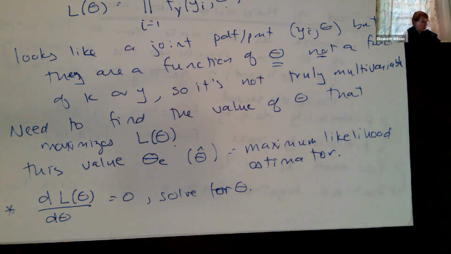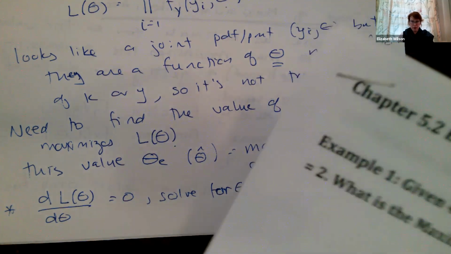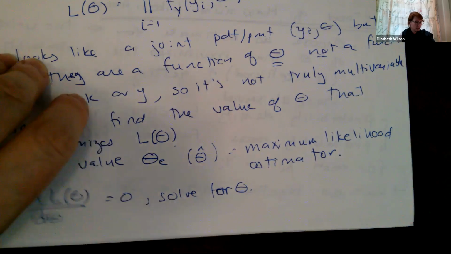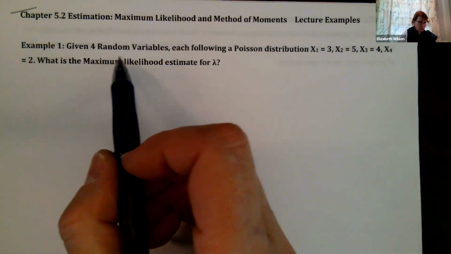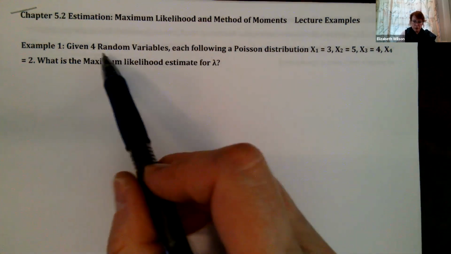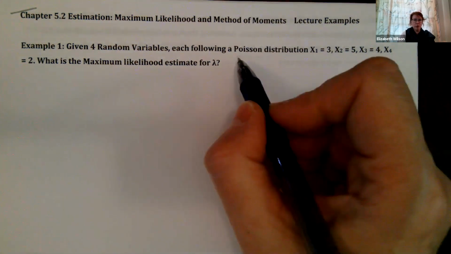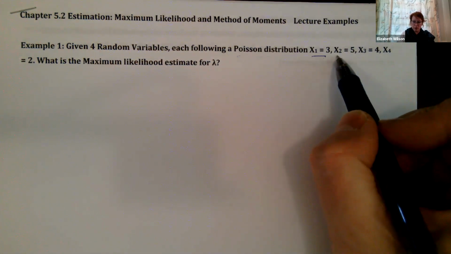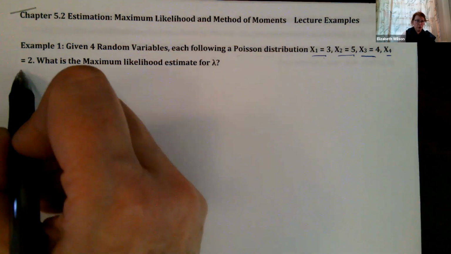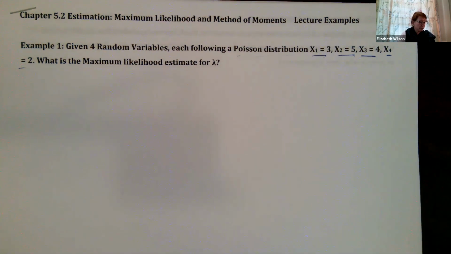Okay. So I've got my lecture example page for chapter 5.2. Make sure that you pull yours out. We're going to start going through some examples. So in 5.2, we've got 4 random variables. Each of these random variables follows a Poisson distribution. Remember our Poisson distribution from a couple days ago. So we're telling you what the underlying probability density function is. Our random variables are x1 equals 3, x2 equals 5, x3 equals 4, x4 equals 2. We want to find out the maximum likelihood estimate for lambda within our Poisson distribution.